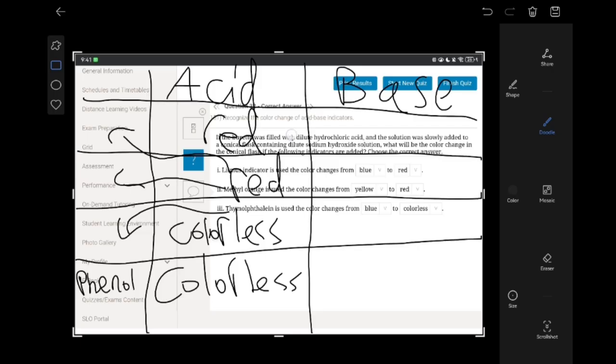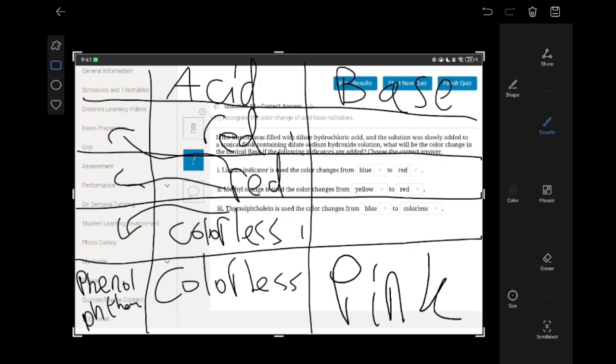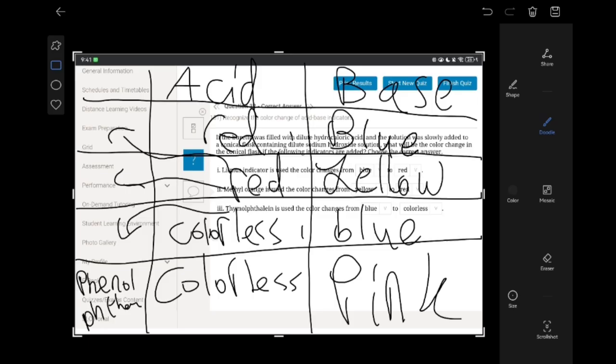And if it's a phthalene, see, I'm just going to write it. If it's a phthalene, it's colorless. Now, phenolphthalein in a base is pink. Thymolphthalene in a base is blue. Methyl orange in a base is yellow. And litmus is blue.